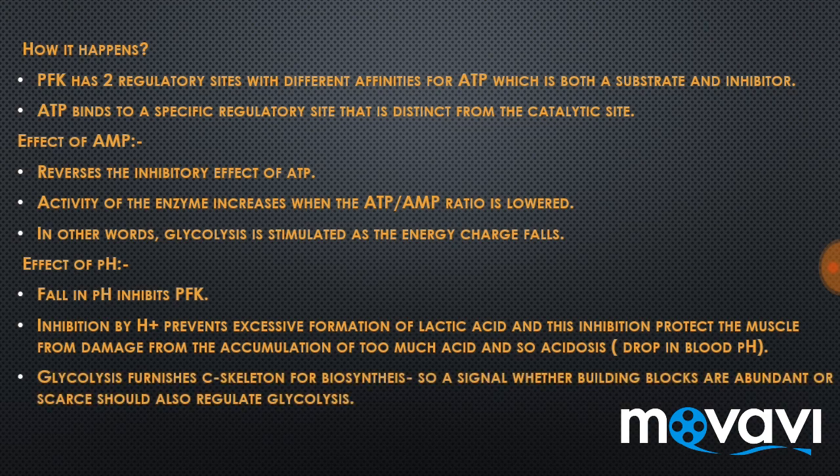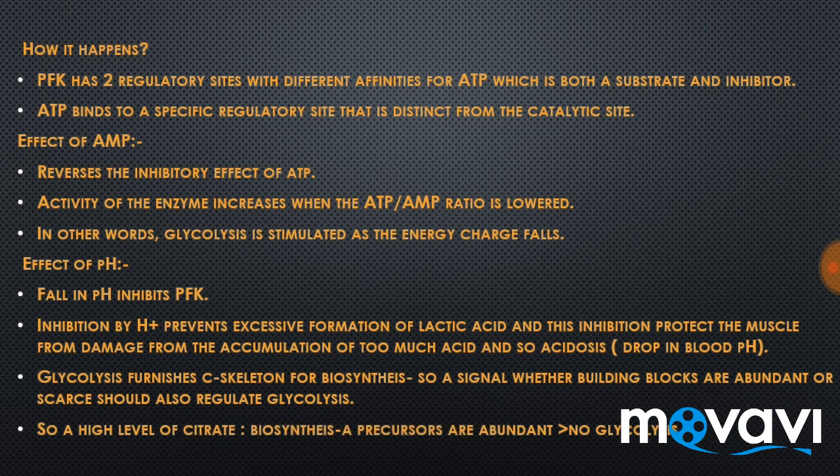There is one more point here, that is glycolysis furnishes carbon skeletons for biosynthesis. Biosynthesis of what? Other molecules, like we just discussed about the pentose phosphate pathway and the acetyl-CoA. So whether these building blocks are abundant or scarce, there would be a signal for that. So this would regulate glycolysis also. We can see through an example. If there is a high level of citrate, it simply means we do not need citrate, so we would stop glycolysis, a signal to stop. That is, the precursors are abundant, no glycolysis, we do not need glycolysis, stop it.